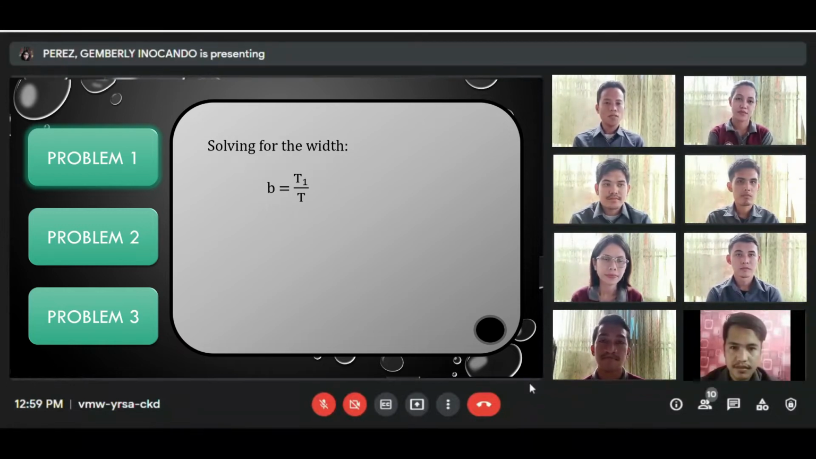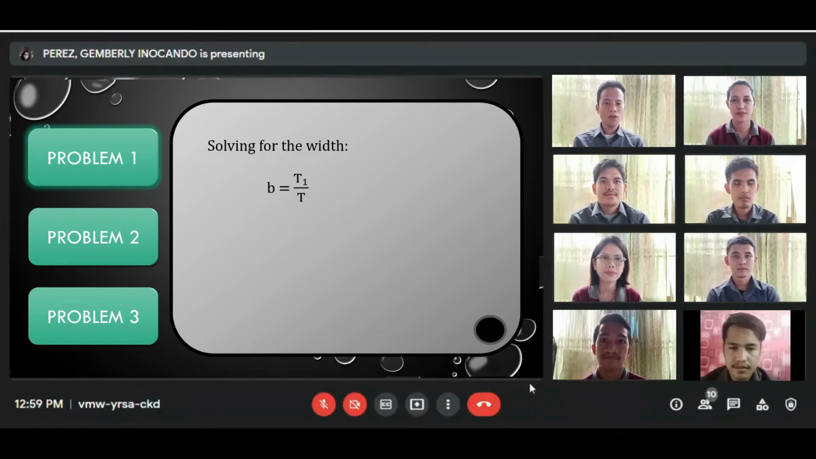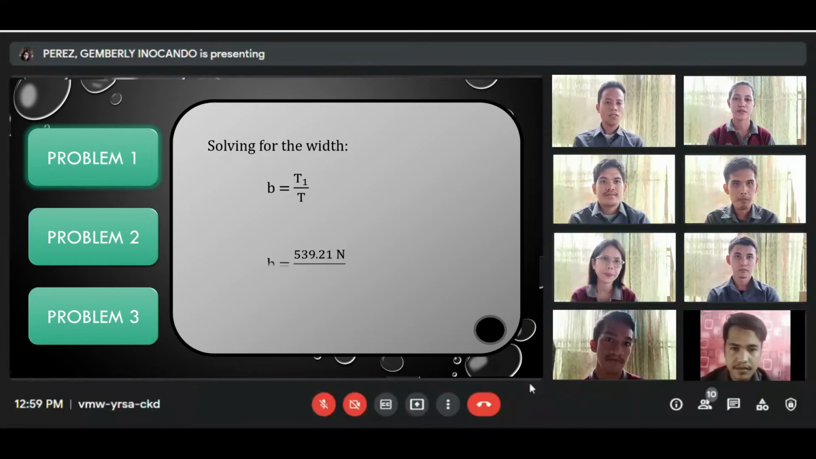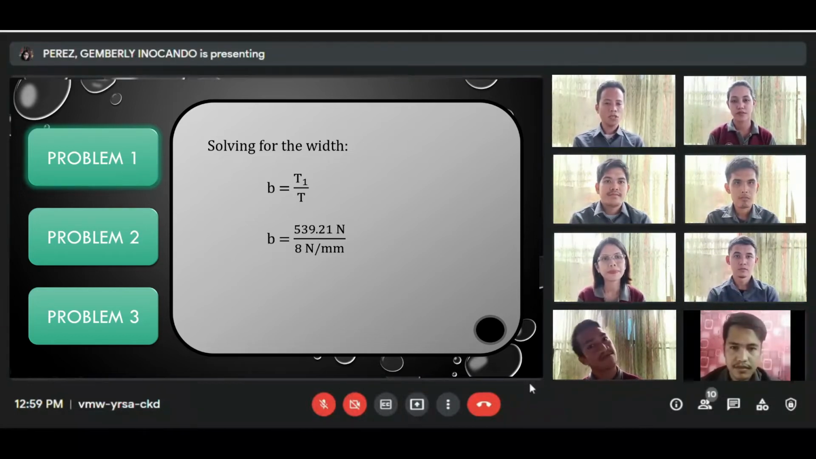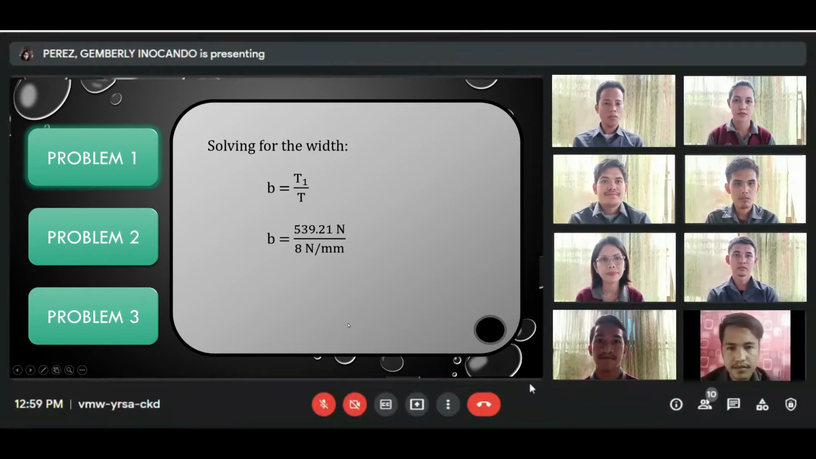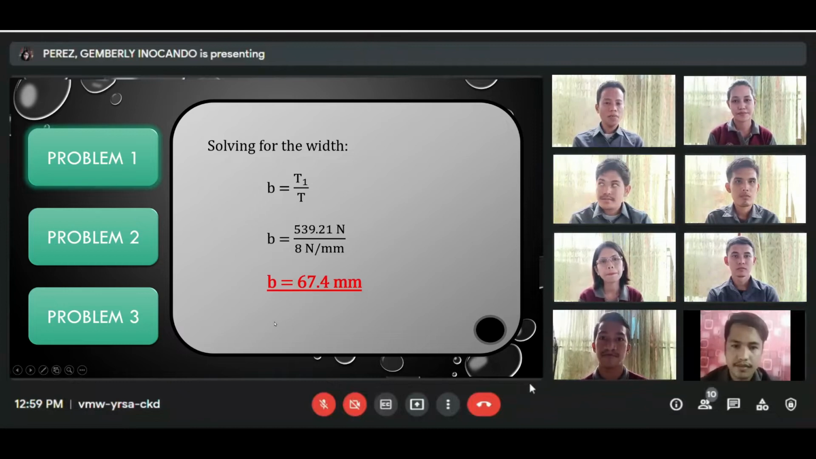Then after that, since we have the value of T sub 1, we can solve for the width of the belt. The formula is B equals T sub 1 over T, the maximum tension. So B is equal to 539.51 Newton over the maximum tension, which is given as 8 Newton per millimeter. And the final answer is B equals 67.4 millimeters.